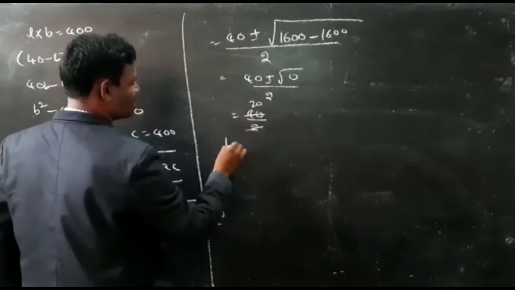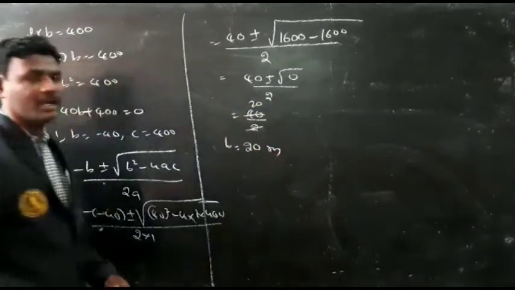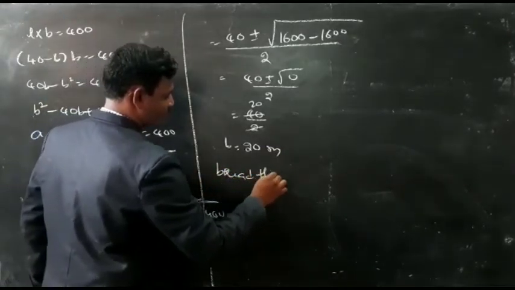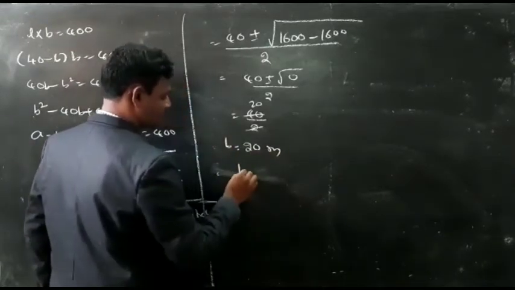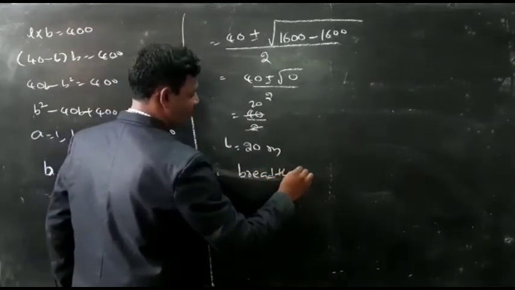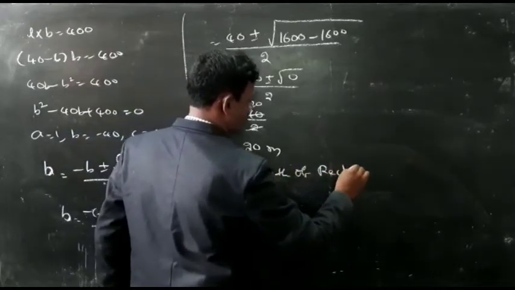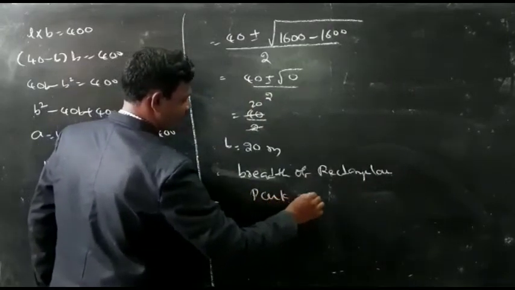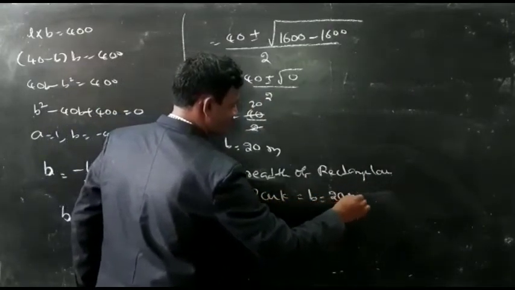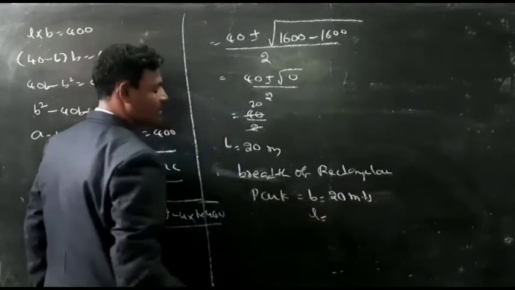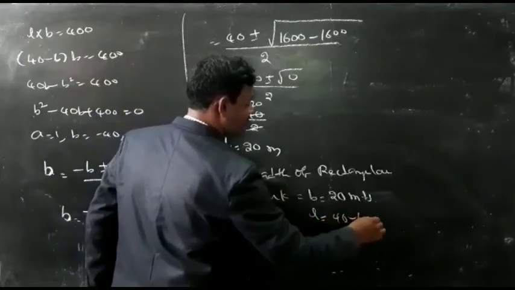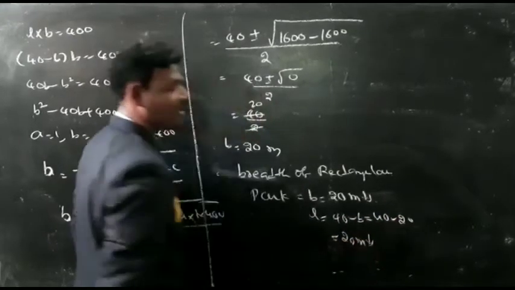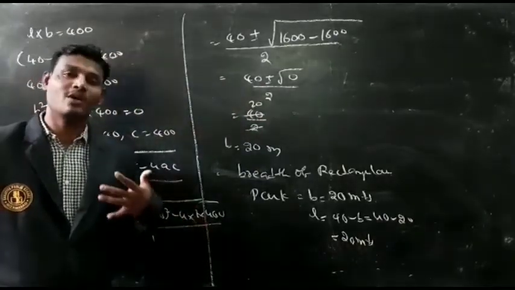2 ones are 2, 2 twos are 20. So what is the value of the breadth here? 20 meters. Then the length is equal to 40 minus b, which is 40 minus 20 is equal to 20 meters. So what are the required dimensions? Length is 20 and breadth is also 20.